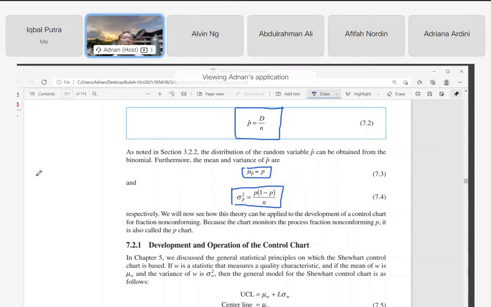Let's say P is equal to 2 over 10, which means you inspected 10 units and 2 are defective units. Let's say D is 2, and N, the sample size that you inspected, is 10. So your P will be 0.2.